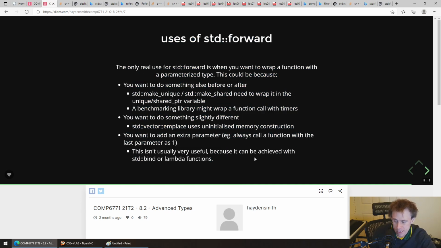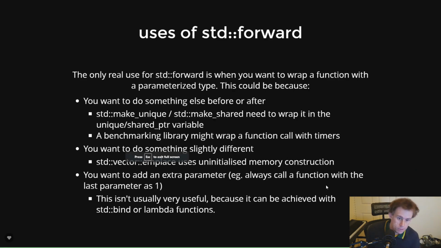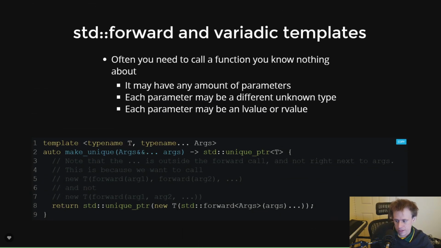What are some uses of standard forward? Well, the really specific use of standard forward is when you want to wrap a function with a parameterized type. So let's say you're creating a function like MakeUnique or MakeShared, but it's a templated function, because templated functions tend to call functions that you don't understand or have context of. The key thing to notice here is that we're creating a new T, but you don't know what T is. You don't know if T is expecting L values or R values. You don't know if it matters.